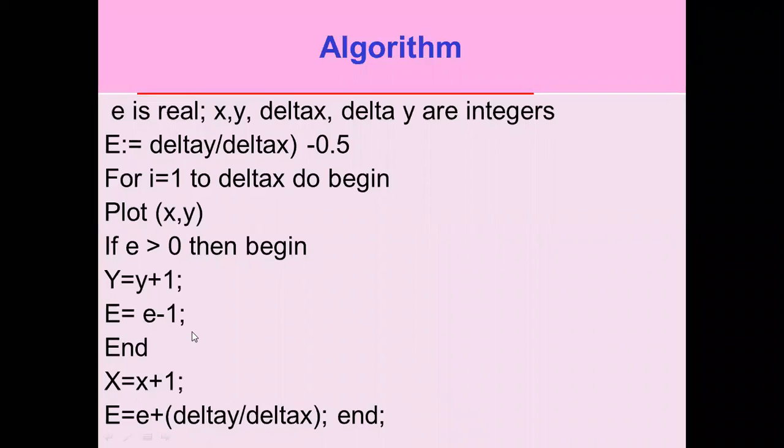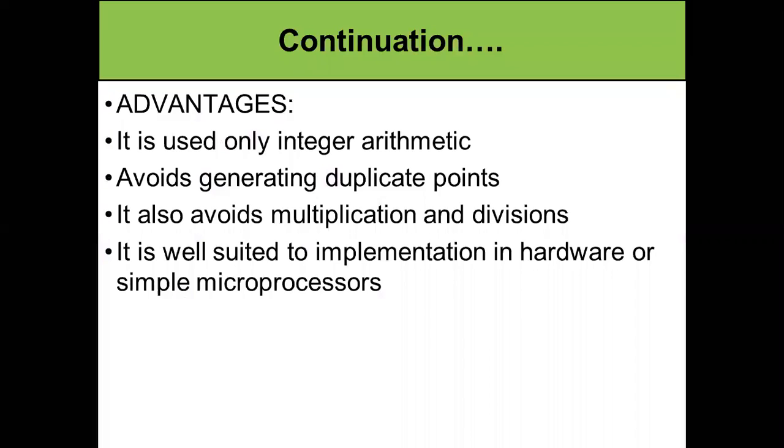And now check whether E is positive or negative. If it is negative, then add x is equal to x plus 1. Add 1 to x. And again check the new value of E. Here we will calculate the new value of E. And the new value of E is equal to E plus delta y over delta x. So this is the algorithm. This is the procedure. You will do it again and again. And you will get the new points so that you can draw the straight line or curves with the help of the Bresenham algorithm.